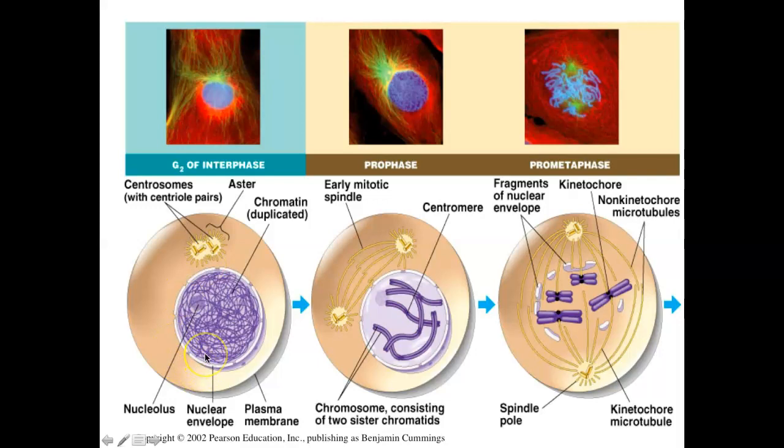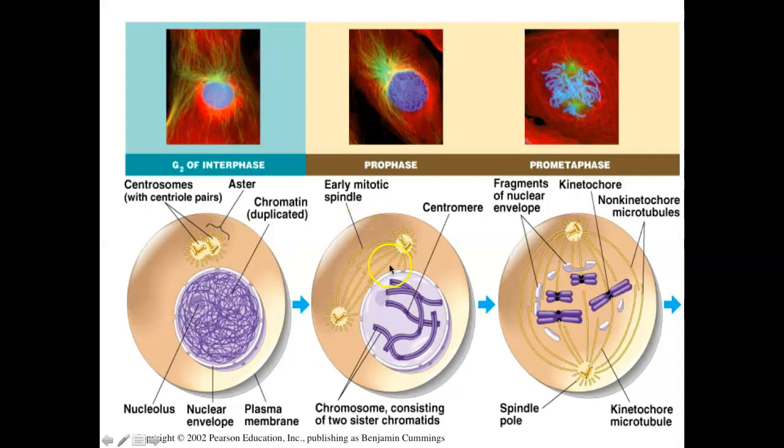So things that you should notice in interphase. Number one, we have chromatin. Number two, the nuclear envelope is still intact. Number three, we have two centrosomes still sort of at one end, or one pole, of the cell.